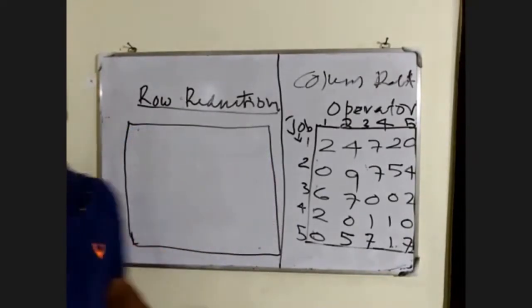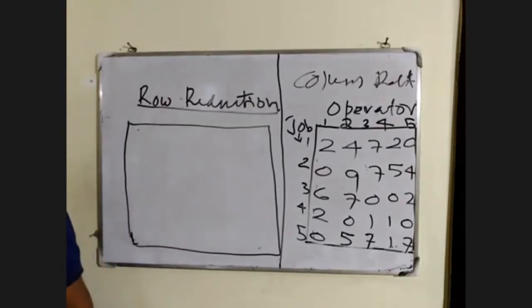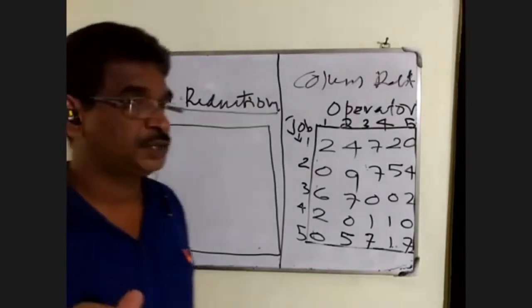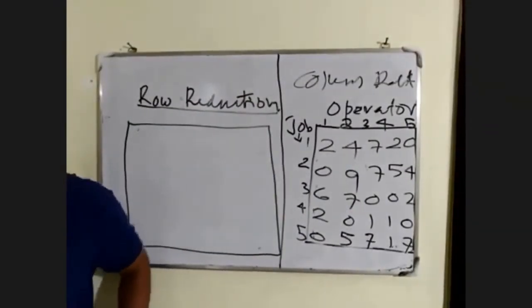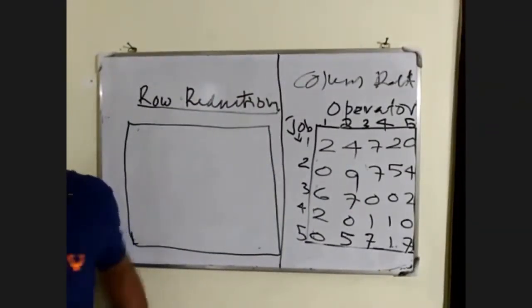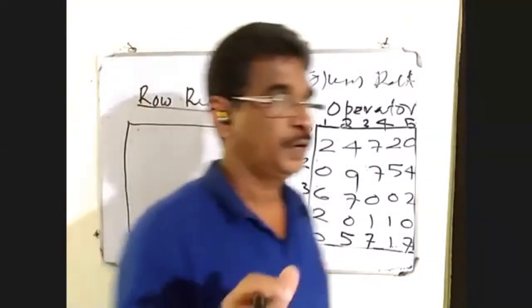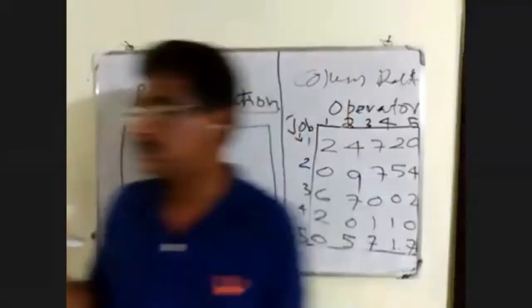Okay. Optimization. There are 2 steps. The first step is known as step 3. Please write step 3.